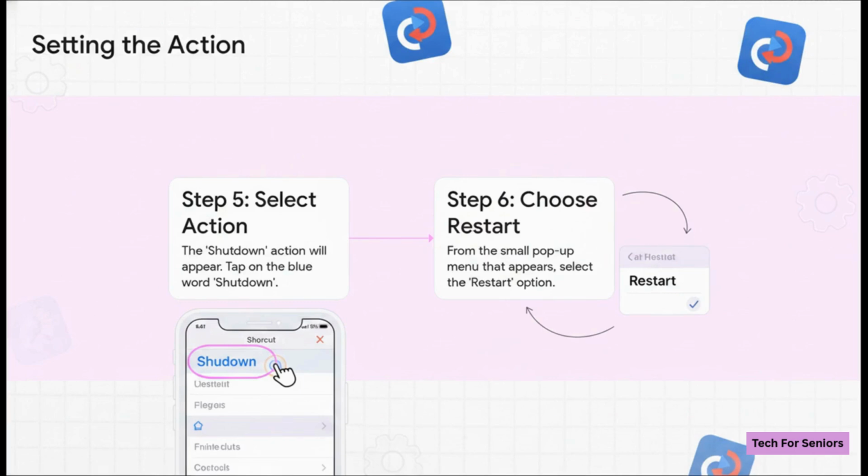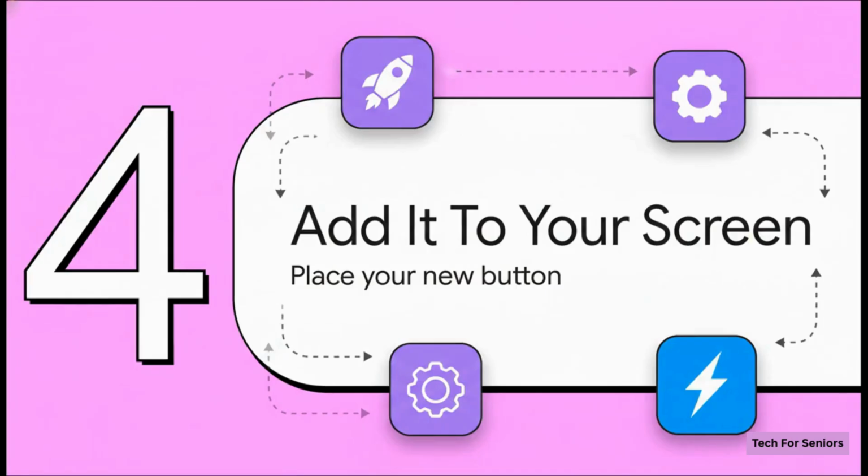Okay, now listen up, because this next step is the most important one. You'll see an action that says shutdown. I want you to tap right on the blue word shutdown. When you do that, a tiny little menu will pop up. From that menu, choose Restart. And just like magic, you'll see the word on your screen change from shutdown to restart. That's it. Perfect. We've built the command, which is great, but now let's actually create the button for it.